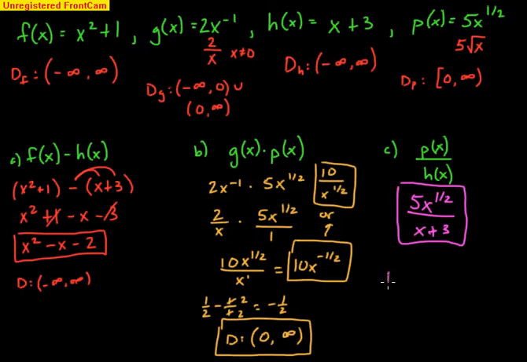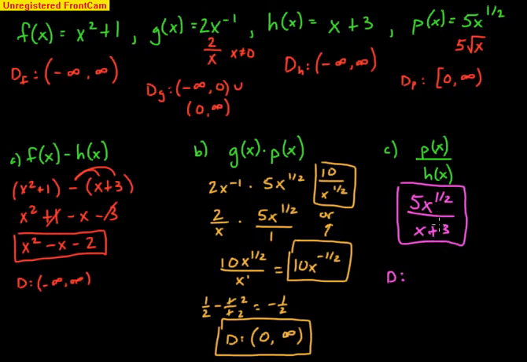Now, the domain. Now, the domain is very interesting, okay? Because you have two things. First, you have p of x. P of x, original domain, greater than or equal to 0. H of x is in the bottom. And x plus 3, this cannot be 0. Okay? Even though x plus 3 has no domain issues, x plus 3 cannot be 0.